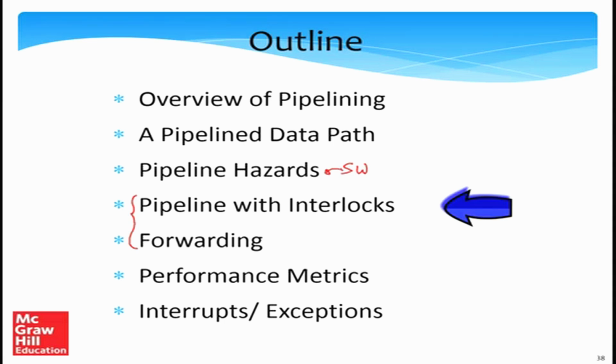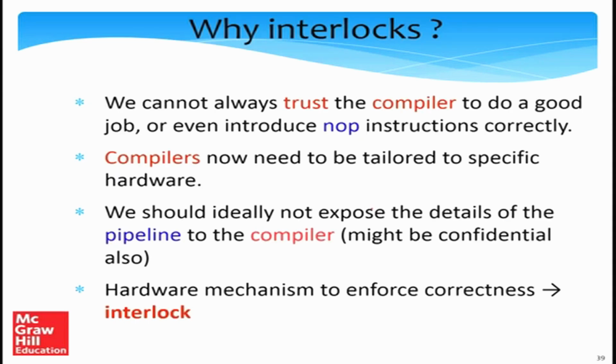And secondly, one kind of code which runs on one processor will not run on another processor. So to alleviate some of these problems, let's assume that the software does not do anything at all, and everything is taken care of in the hardware. So interlocks is one hardware mechanism for this purpose.